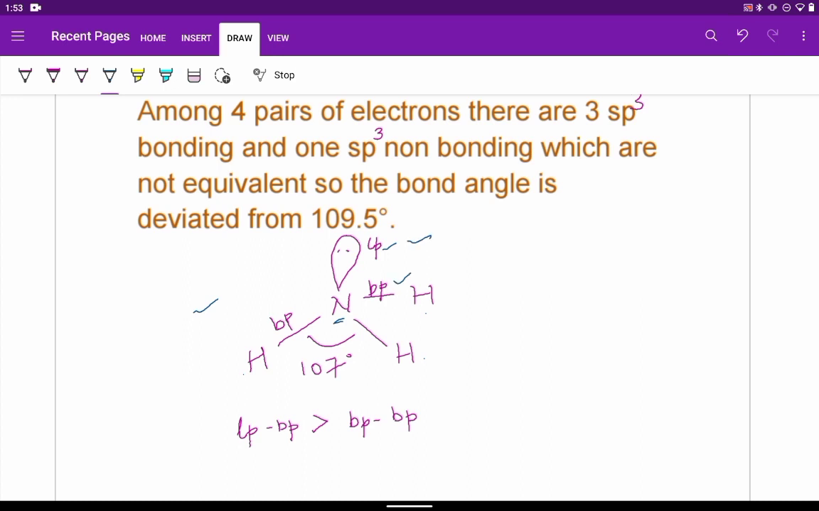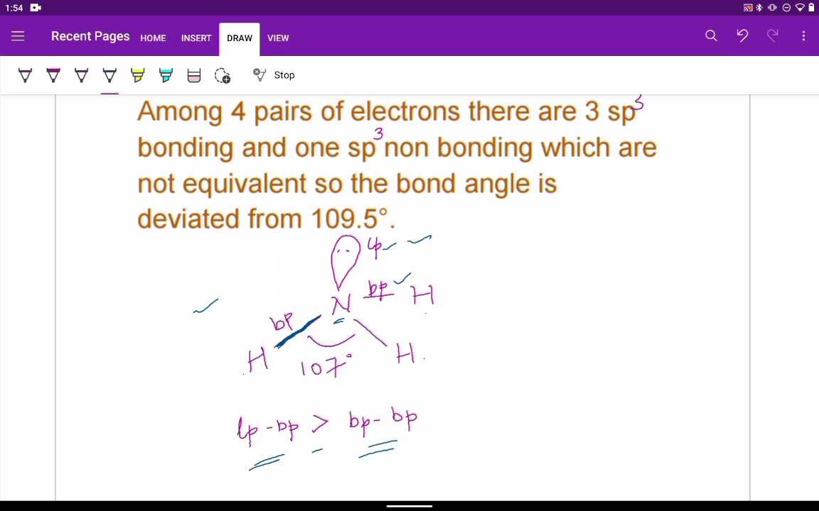The repulsion between lone pair and bond pair of electrons is always greater than the repulsion between bond pair and bond pair. So which is the bond pair? This pair of electrons which is between nitrogen and hydrogen. You can see I am showing with a blue line now. This is the bond pair. All these are bond pairs between nitrogen and hydrogen.